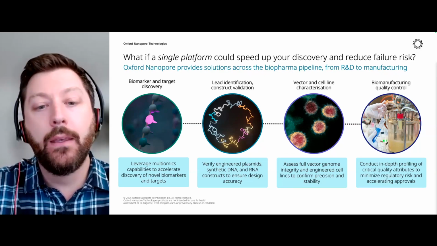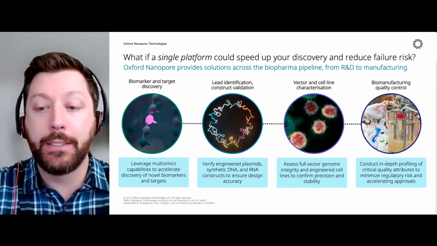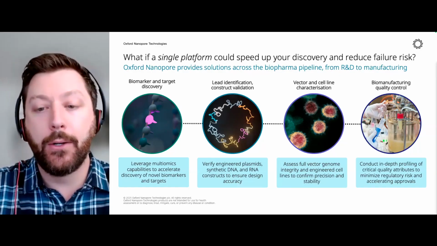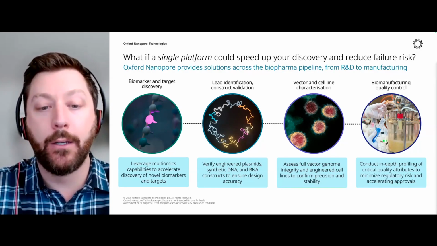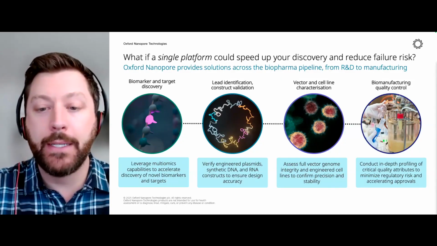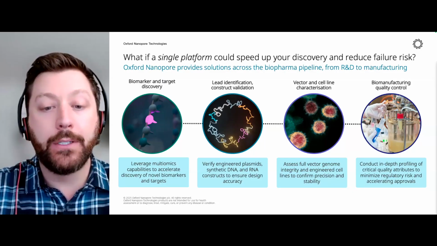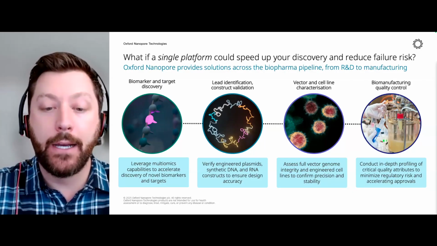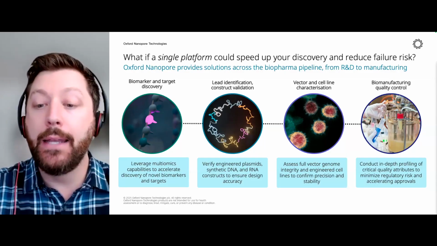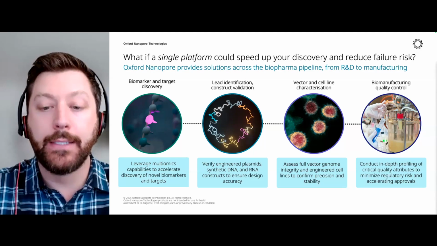In biomarker and target discovery, nanopore sequencing enables rich multi-omic data, capturing DNA, RNA, and even epigenetic modifications, to accelerate the identification of novel biomarkers and therapeutic targets. The same platform can then verify engineered plasmids, synthetic DNA, or RNA constructs, ensuring that design accuracy and fidelity are confirmed before moving downstream. During vector and cell line characterization, we can achieve full end-to-end genome integrity assessment, helping confirm precision, stability, and product consistency.